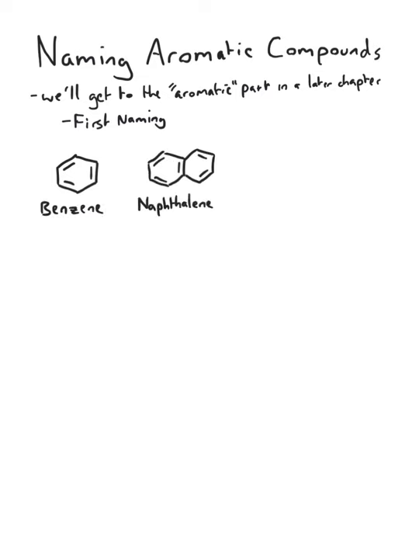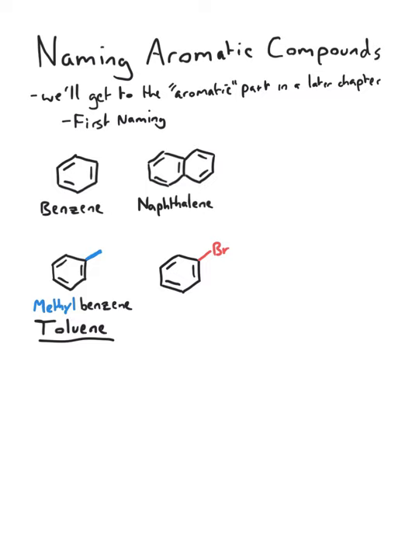This here is naphthalene. These are base structures, and once we start adding things to them, we can use them as the root of the name. So for example, this benzene ring with a methyl group can be called methylbenzene. However, as this chemical has been known for longer than the naming system, it also has a classical name, which is toluene. However, something like this would be bromobenzene.